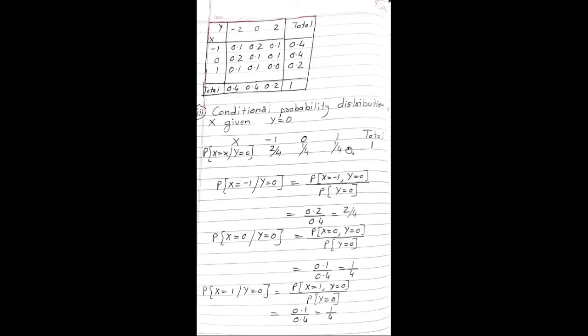So we will replace this value with 1 upon 4. Now 2 upon 4 plus 1 upon 4 plus 1 upon 4. The total becomes 1.